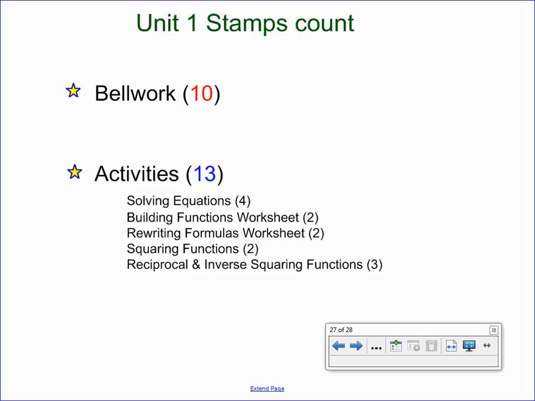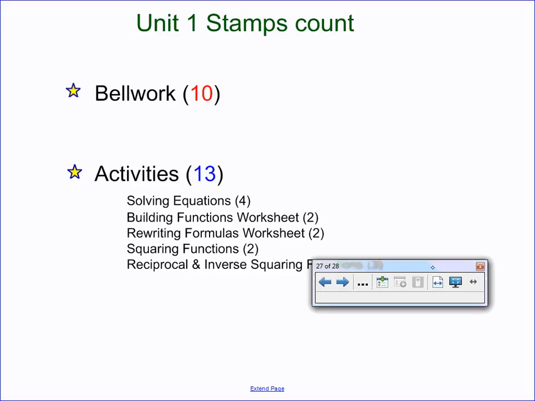Next, the activity stamps. The blue activity stamps came from a variety of different places. We had our solving equations, out of 4, our building functions worksheet, number 5 and number 10 on the back, rewriting formulas worksheet, number 4 and number 7, a total of 2. Our squaring functions activity was 2 stamps, and then our reciprocal and inverse squaring was 3 stamps. We had 4 and matching, and then 4 and 8 and matching for the last one, for a total of 13 blue stamps altogether.